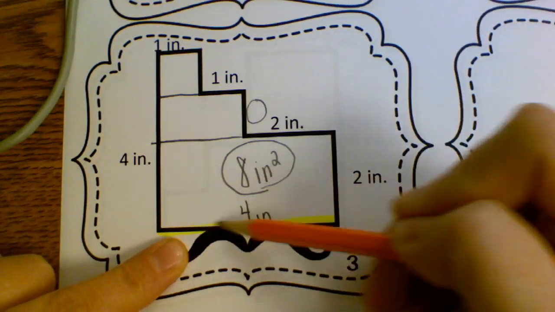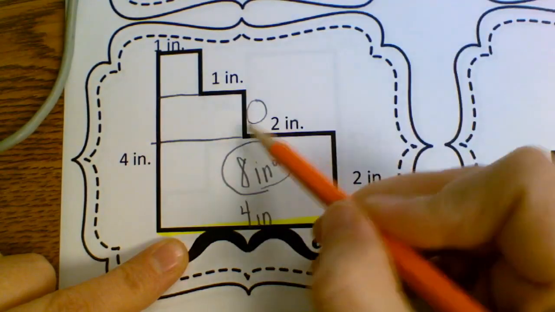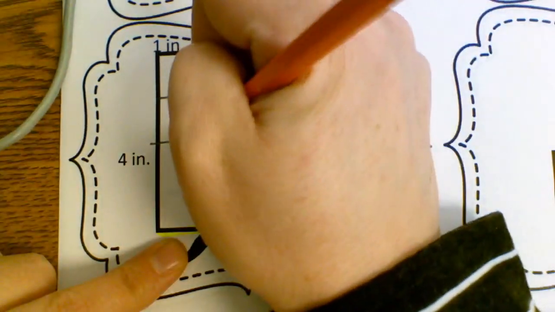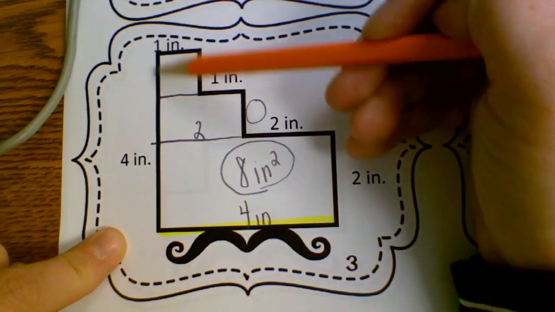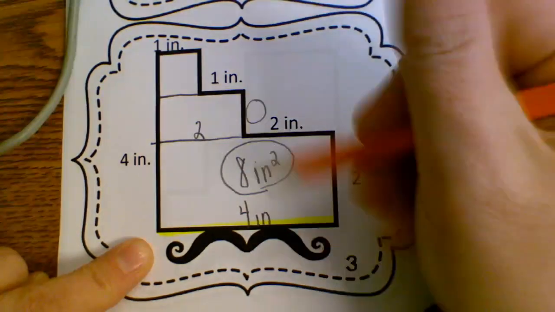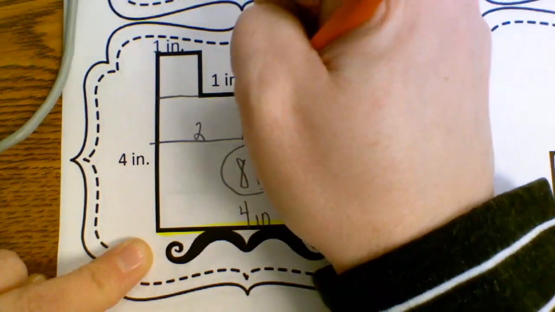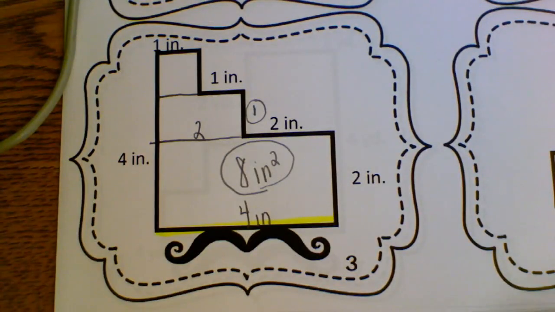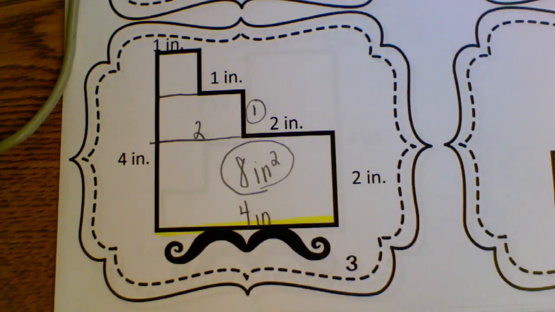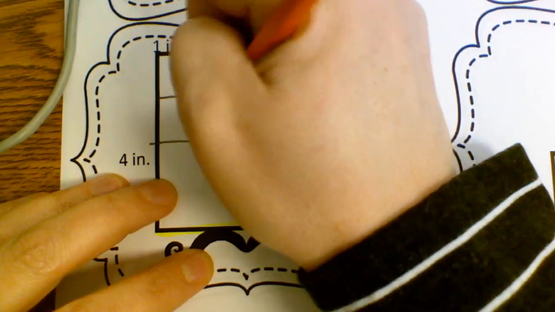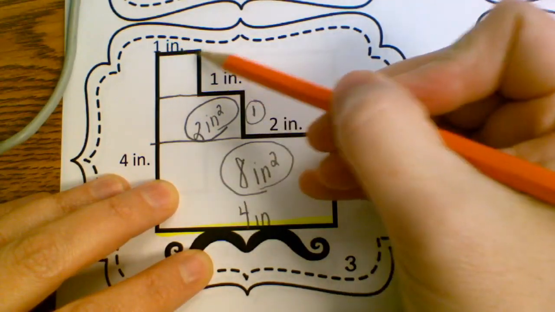We said this whole distance was 4. We know from here to here is 2. Well, the other half, this must be 2. And this distance here, well, let's see. If this whole distance is 4, I know from here to here is 2. That must be 3, 4. It really is like a math puzzle. So this space, this polygon, is a 2 by 1. So my area here is 2 inches squared. And here it's a 1 by 1.